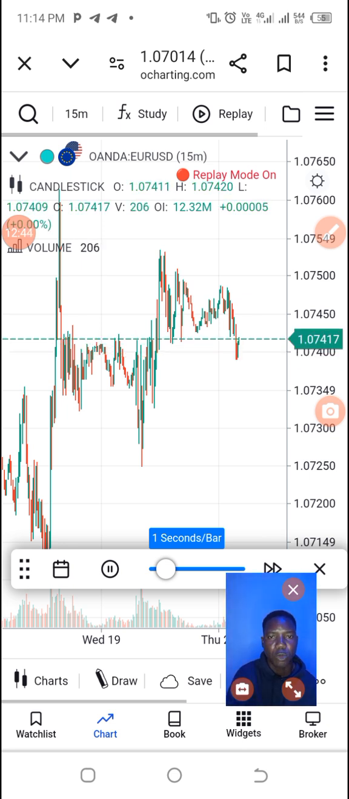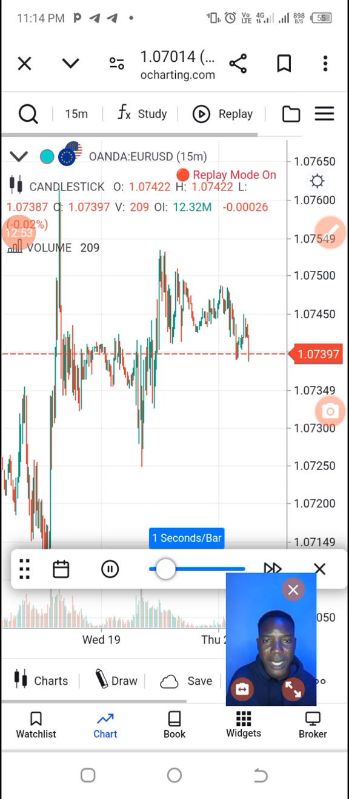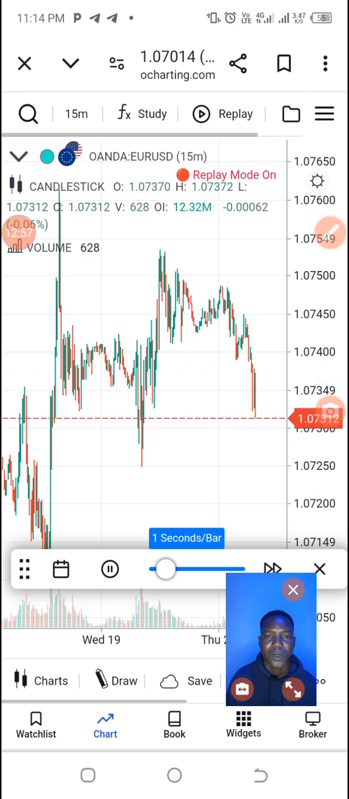Look at that. It came down, took liquidity. Now that is the concept of liquidity. It came down, took liquidity, and then it rallied up a little bit. And right there, we are expecting a good capsizing, a real good move downwards. Yes, that is it. So you see, it's going real down now.